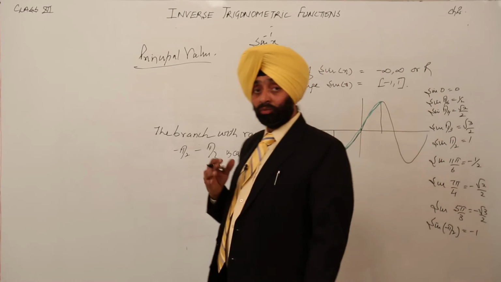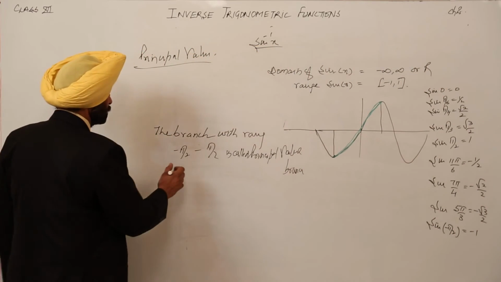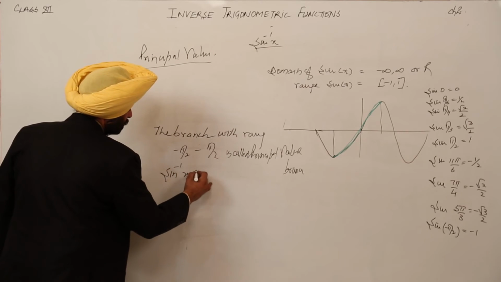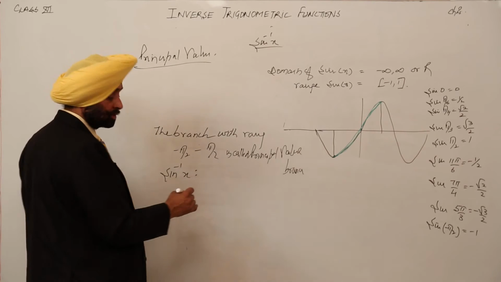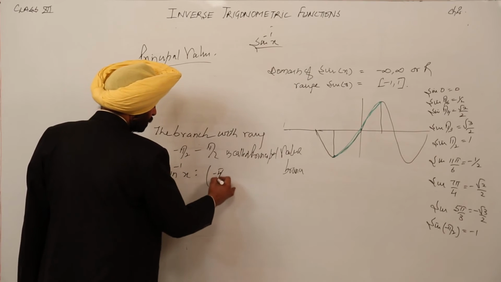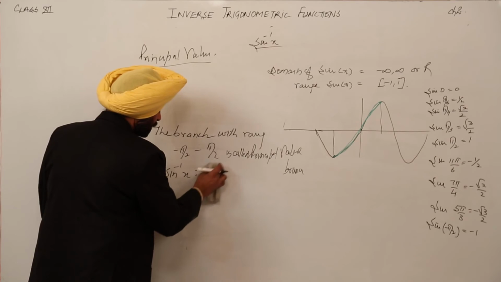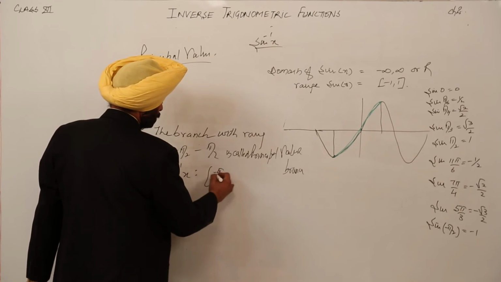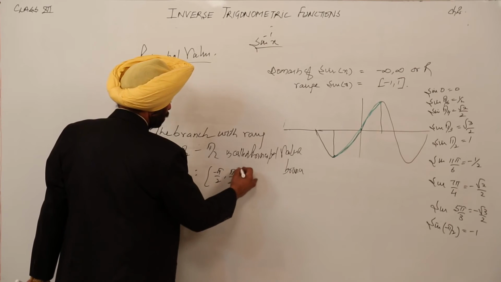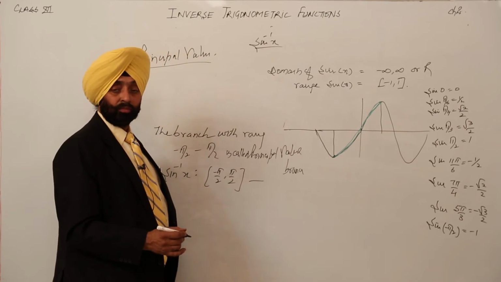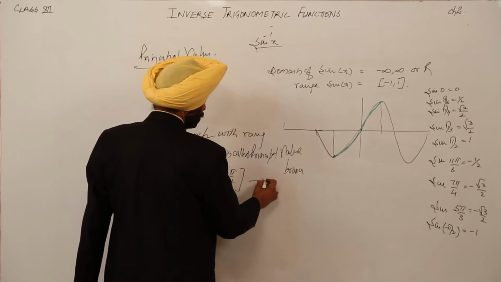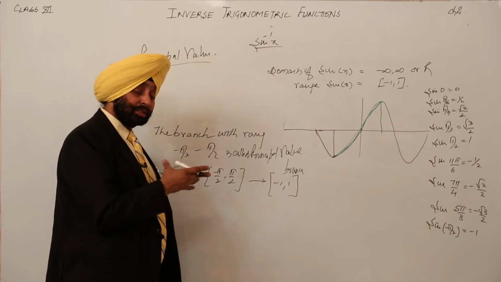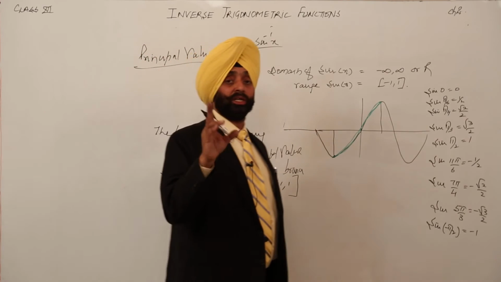And what can we write? We can write sine inverse x is such that it's from minus pi by 2 to pi by 2 with domain minus 1 to 1, because these are the restricted domains and ranges.